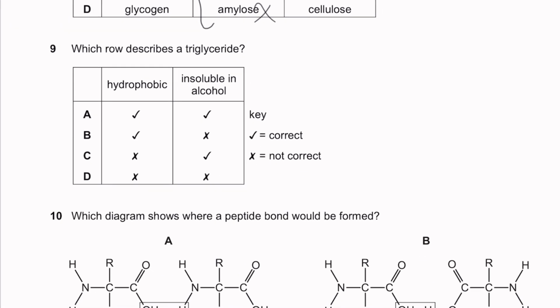Which row describes a triglyceride? Hydrophobic, insoluble in alcohol. Actually, it is soluble in alcohol, that's why letter B is the answer.